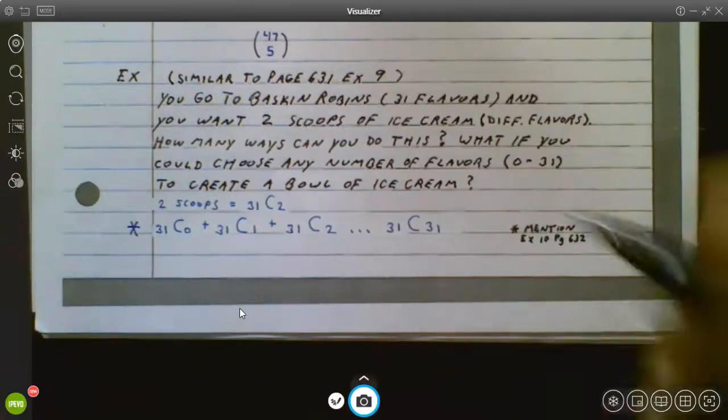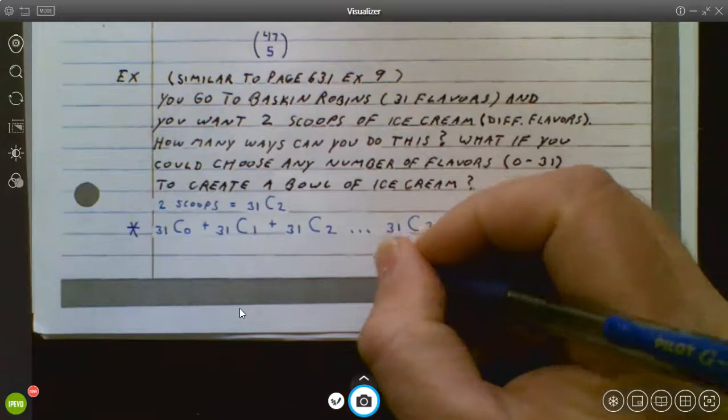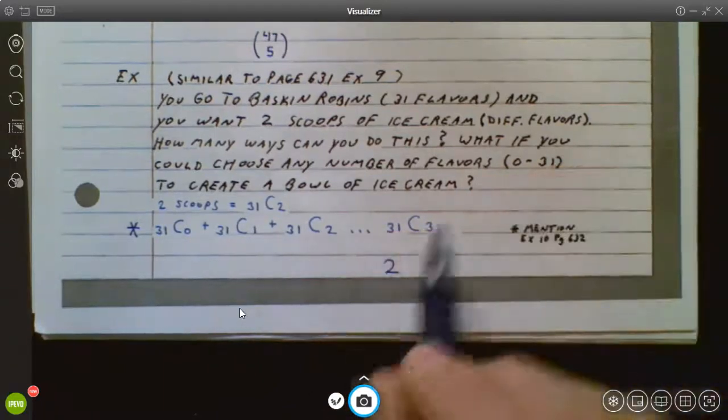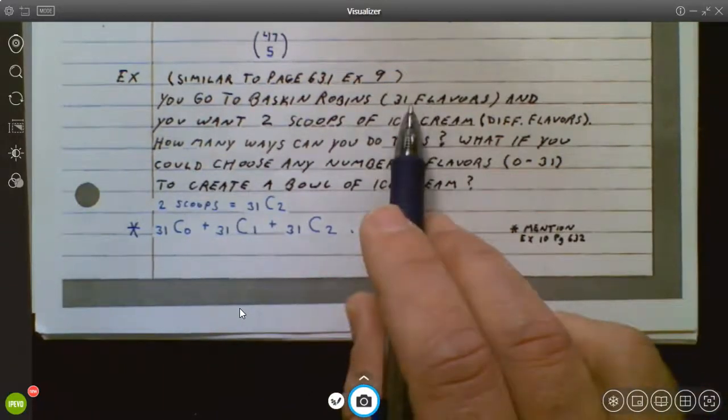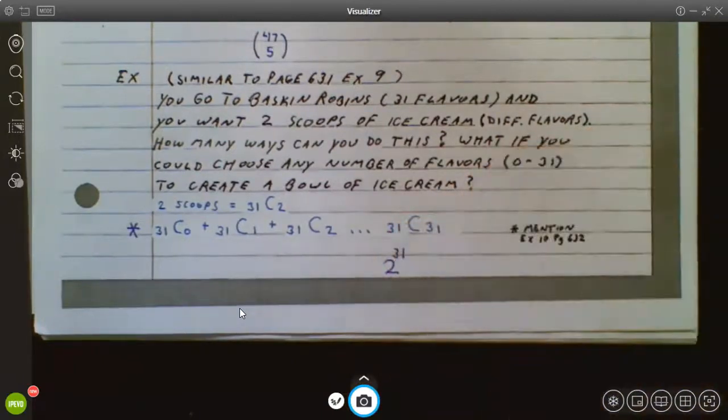So the shortcut on this, and I'll show you the formula, is 2 to the power of however many items you have. So in this case, our n value was 31. So it would be 2 to the 31st power. The idea for that is basically you're going down the line saying yes or no to each flavor, right? So there's 2 options for each one. You're either going to choose it or you're not going to choose it for all 31 flavors. And so this is obviously the much shorter way of doing something like this.